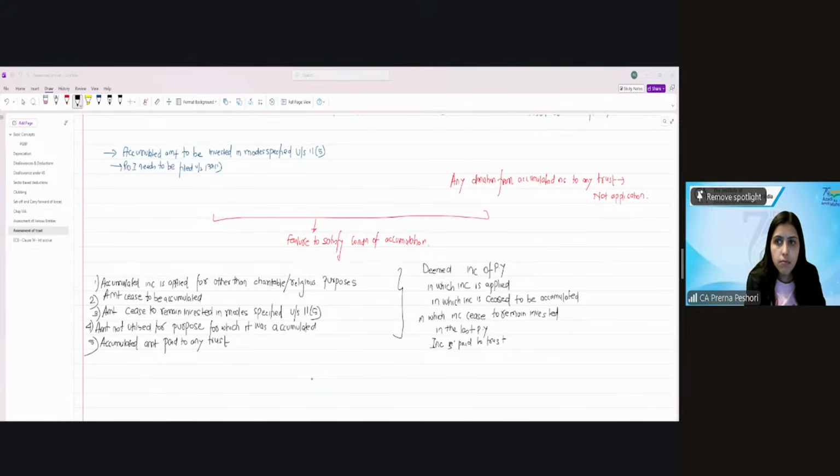Okay. So if I want to accumulate today, for this year, I will file the form before this year's due date, not after 3 years. And I have to tell how many years I want to accumulate and for what purpose. Fine? Yes, ma'am.